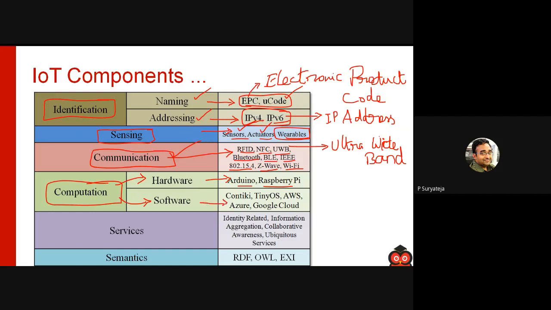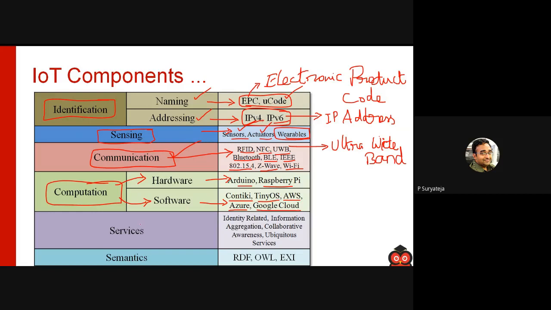And examples of software you can see here. Contiki, this is an operating system for IoT. Similarly, we have TinyOS, and we have the Amazon AWS platform, Microsoft Azure platform, and Google Cloud.